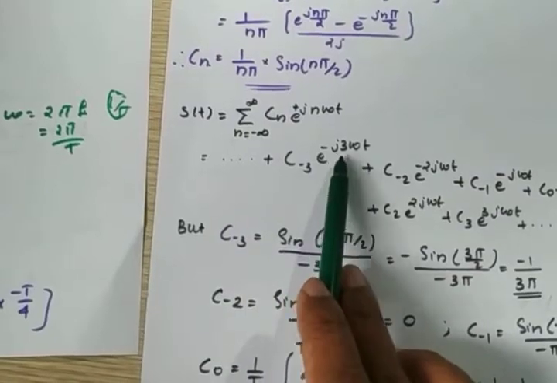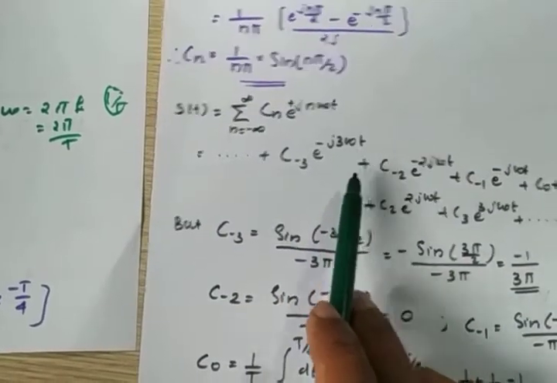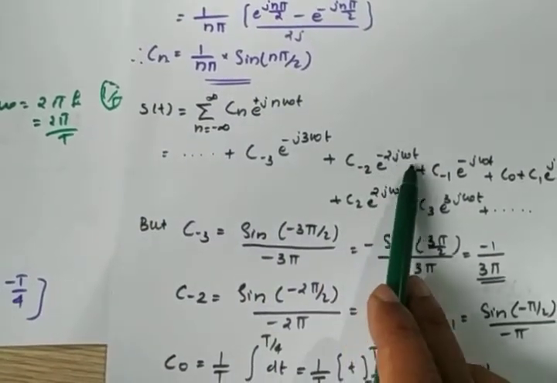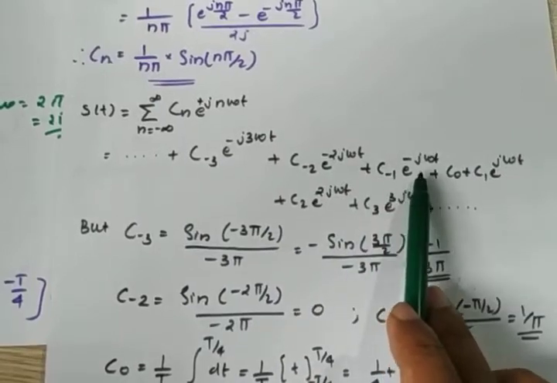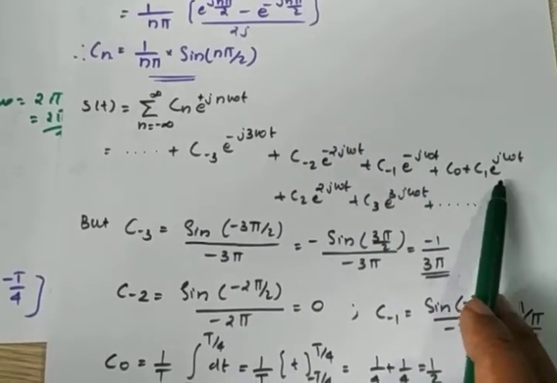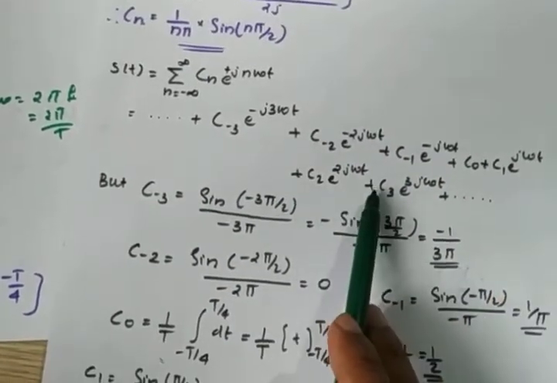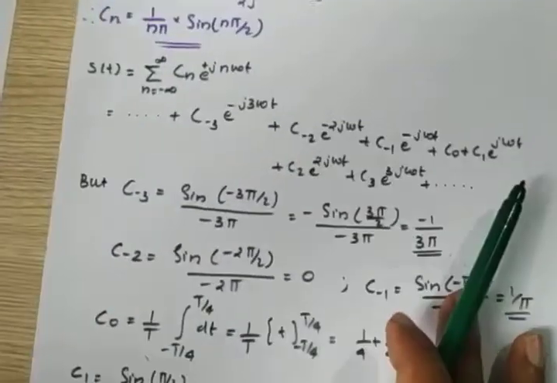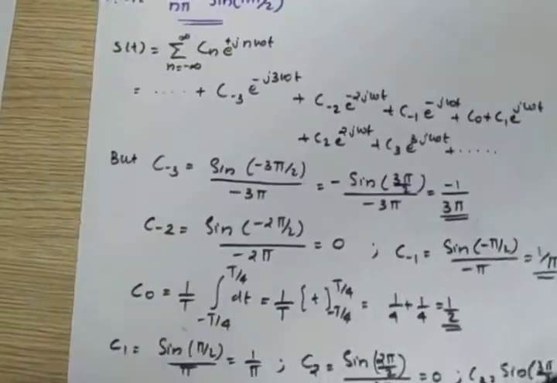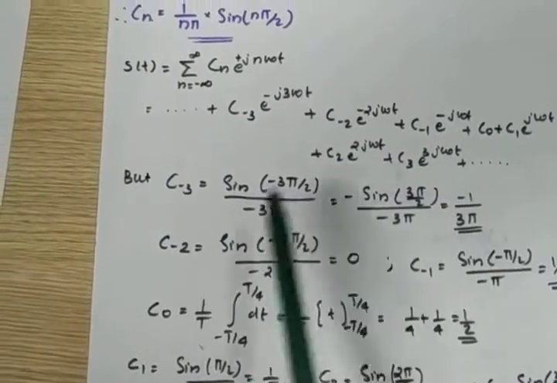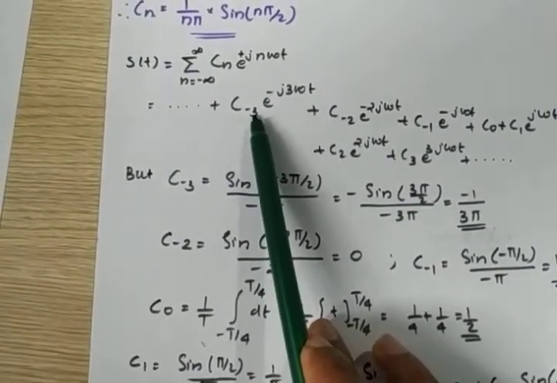C minus 3 e raised to minus j 3 omega t plus C minus 2 e raised to minus j 2 omega t plus C minus 1 e raised to minus j omega t plus C0 plus C1 e raised to j omega t plus C2 e raised to j 2 omega t plus C3 e raised to j 3 omega t, etc. So first we need to find the value of C minus 3.